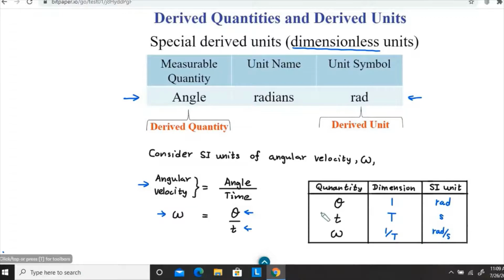So you can see when you have these dimensionless units, always remember the dimension, there's no dimensions. As a result, we put 1, but there's units. The units are there even though it's a dimensionless quantity.